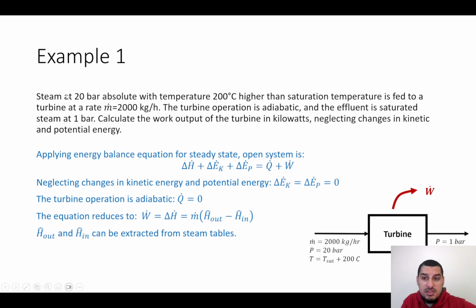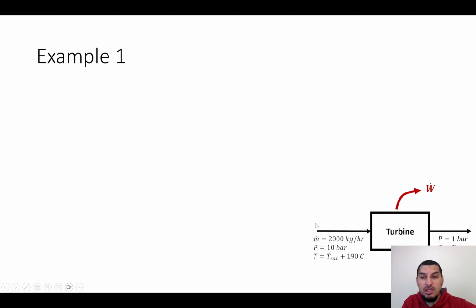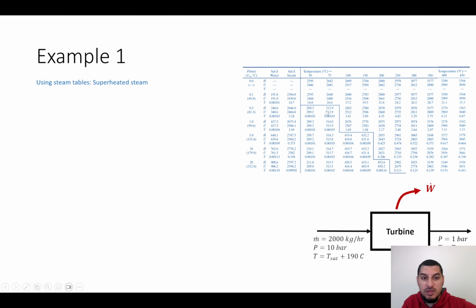We know this is steam, so we can go directly to the steam table to find out the values of H in and H out. So if you go to the steam table, we need to first find out which table we should be looking for the information in. This is superheated steam, and this is saturated steam. So if it's superheated steam, we'll go for the steam table where we have the superheated steam information.